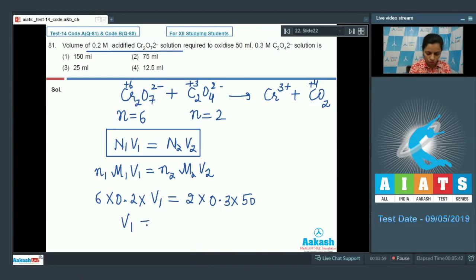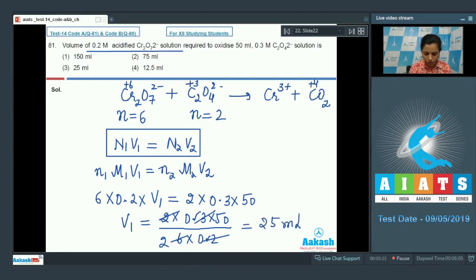Now let's solve this for the value of V1. It becomes 2 into 0.3 into 50, divided by 6 into 0.2. So we can represent it as this. So this could be cut here and 3 2s are 6. It is 25 ml, the volume that would be required. Where this 25 ml is given, this is correctly given in option 3. That's why the answer for this question becomes option 3.